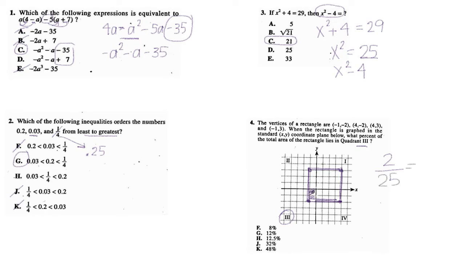25. And so very quickly we can type that in our calculators, and we see that 2 divided by 25 is 0.08. And then what percent is that? Well, we need to take 0.08 and multiply by 100. And notice that's going to move our decimal 2 places to the right. And so that's going to give us answer choice F.